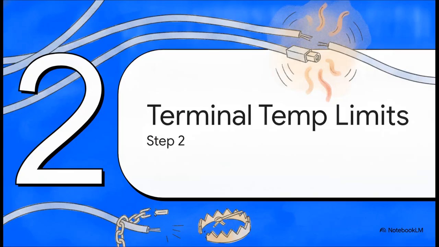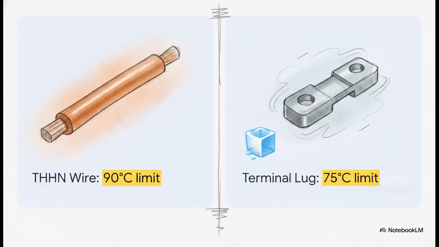Which takes us right into Section 2, Terminal Temperature Rating Limits. And this brilliantly illustrates a trap that catches so many apprentices, sizing a wire based solely on its own insulation rather than its weakest link. You could have a THHN wire rated for 90 degrees Celsius, but it's paired with a terminal lug only rated for 75. THHN is fantastic for heat, but if the current heats that wire to 85 degrees, sure, the wire's fine, but the lug? It literally melts. You must play by the lug's rules.